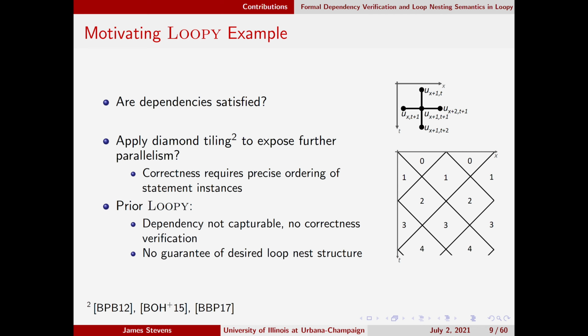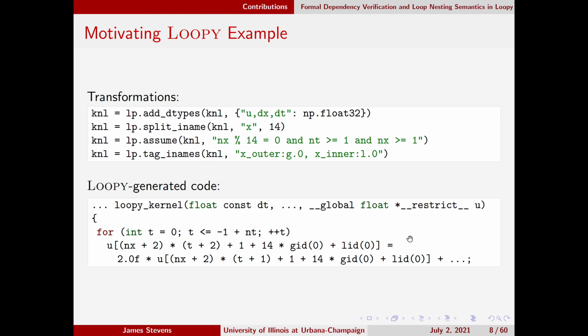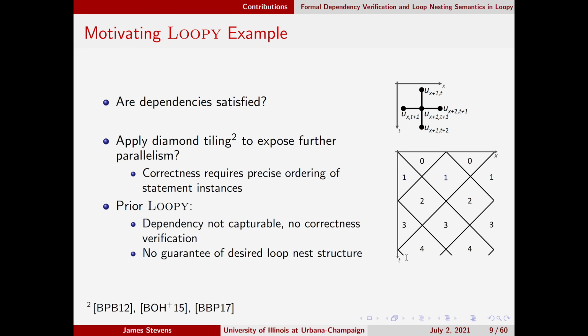The dependencies are not satisfied because independent threads are iterating through this T loop, and if one thread lags behind its neighbor, it will use the wrong value to compute its result. We could fix this by adding barriers inside the loop to synchronize threads. So in this case, we might have been able to answer this question with a manual observation, but things can get a lot more complicated.